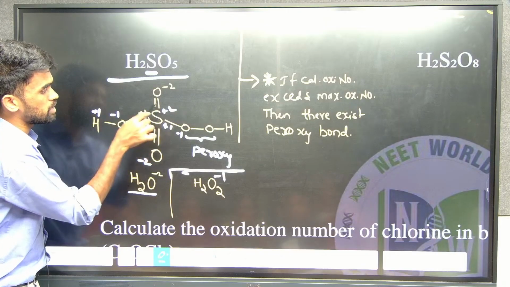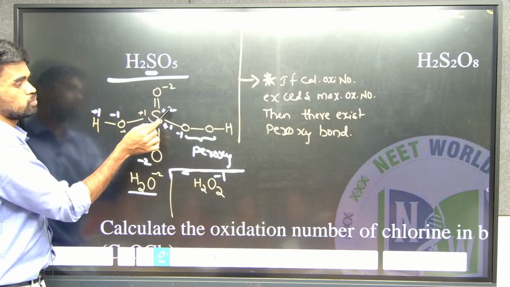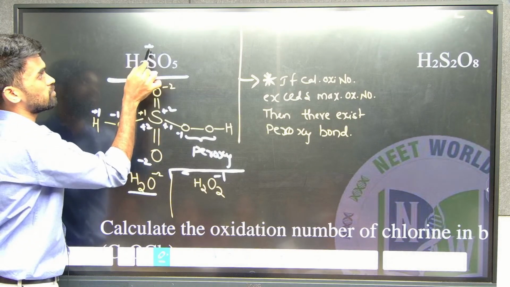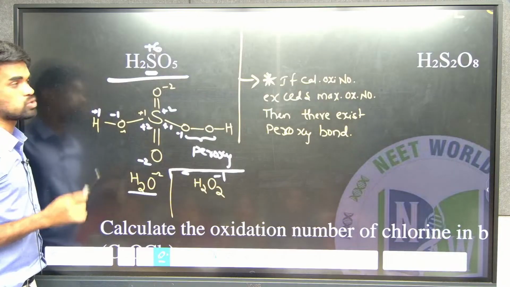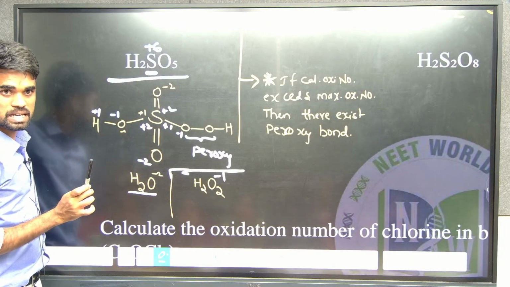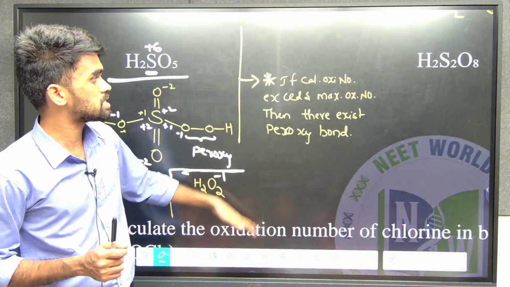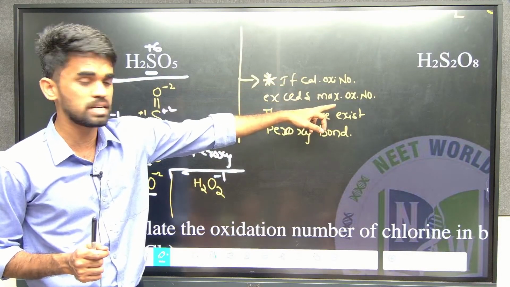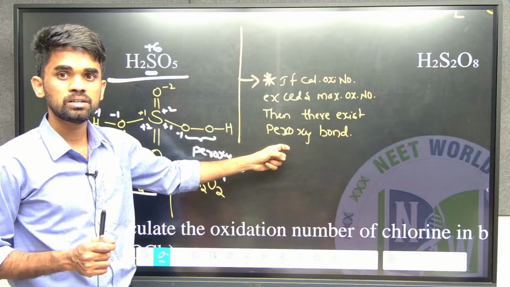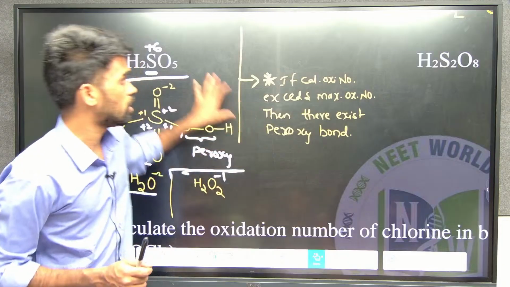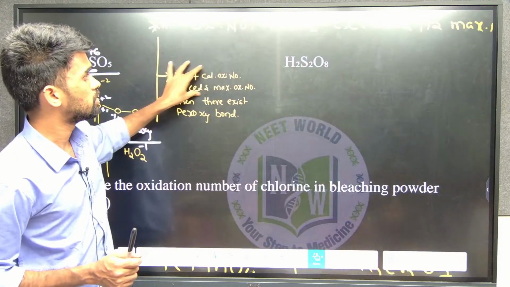So add these numbers now. 2 plus 2, 4 plus 1, 5 plus 1, 6. So what is the oxidation state of this sulfur here? Plus 6. Don't say 7 from now onwards. Is this clear, everyone? So whenever you calculate the average or calculated oxidation state exceeds the maximum oxidation state, then there exists what? Peroxy bond. Okay, clear, everyone? Yeah. So now tell me for this one.